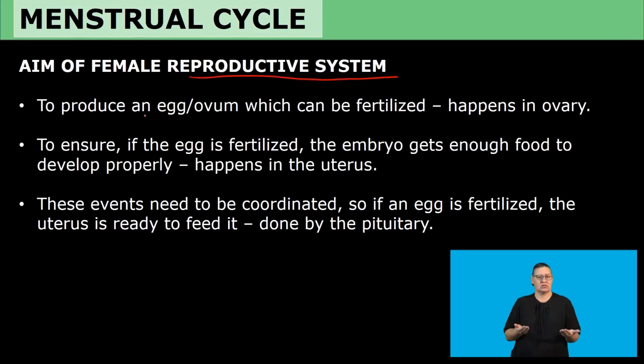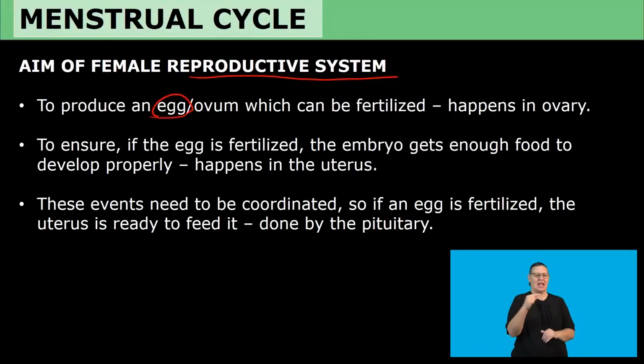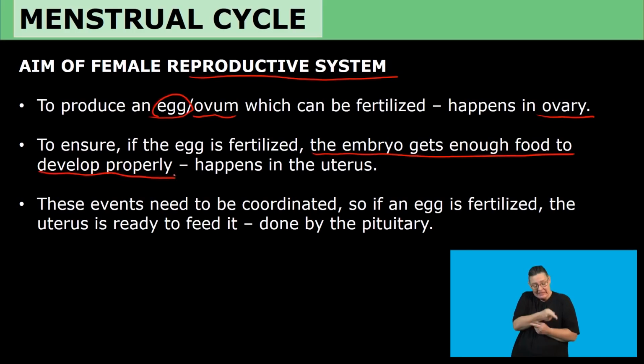What is the aim of the female reproductive system? One aim is to produce an egg. I'm circling the egg because I avoid speaking more about the egg, as much as we use it for you to understand that we are basically looking at the production of the ovum, which can be fertilized. And this process happens in the ovary. The second one is to ensure if the egg is fertilized, the embryo gets enough food to develop properly. And this happens where? In the uterus.